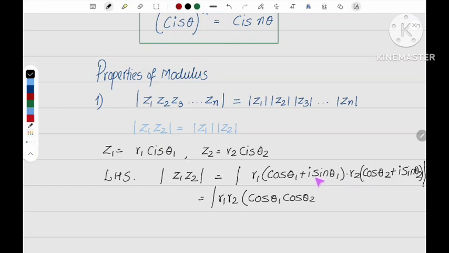This becomes i sin theta 1 cos theta 2, and this becomes cos theta 1 i sin theta 2. So this is this, plus I will get i sin theta 1 cos theta 2 plus sin theta 2 cos theta 1, right? I have taken i common out, and this becomes i square sin theta 1 sin theta 2, that is nothing but minus i square is minus 1, so minus sin theta 1 sin theta 2.